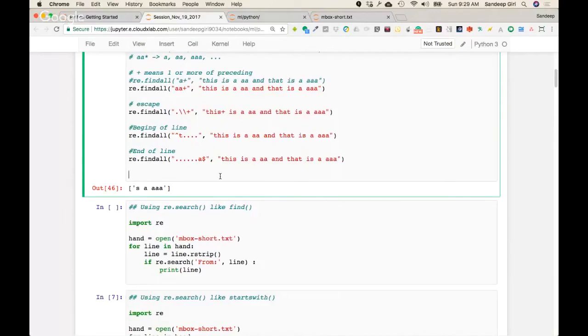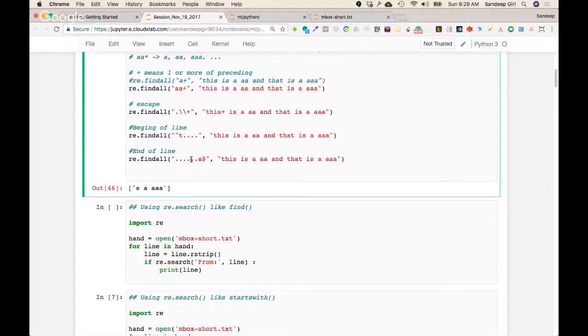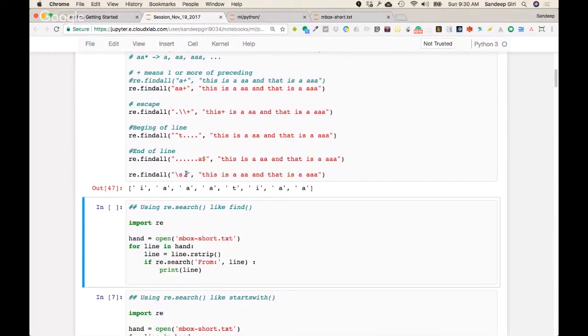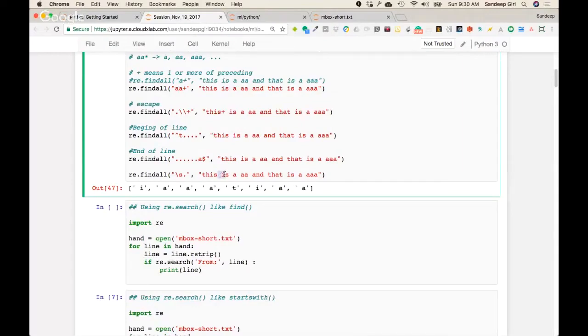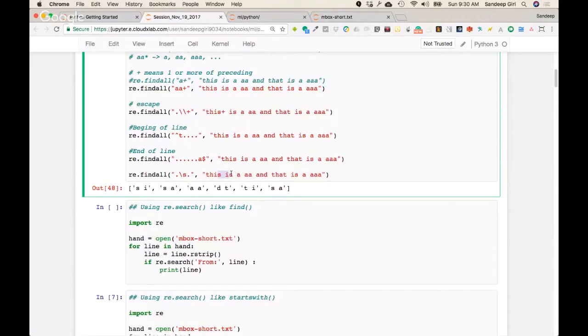All right. Now moving ahead. So what is next? We can either match the white space using the space, or we could use slash s. We could use slash s to match the white space. So I'm just putting a dot after it so that we can capture. So it matched slash s and then, let me put one more dot here. Dot will match with this. So si and then sa, then aa, then again aa, and then dt and ti, and then sa. See that?